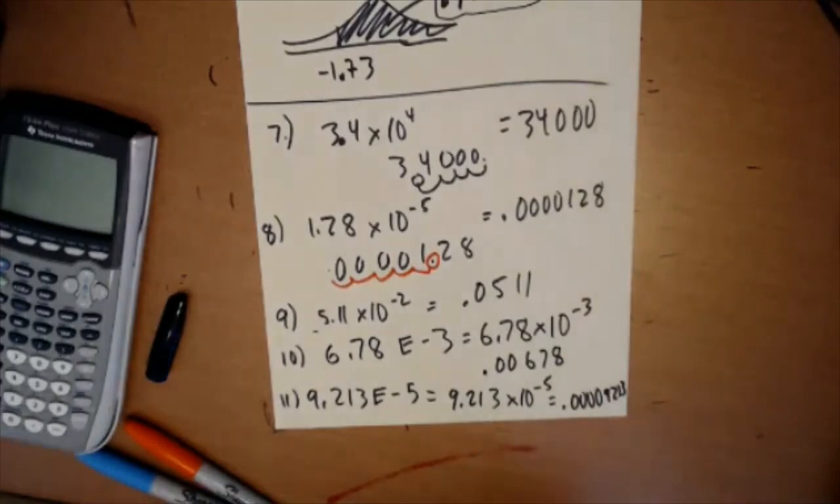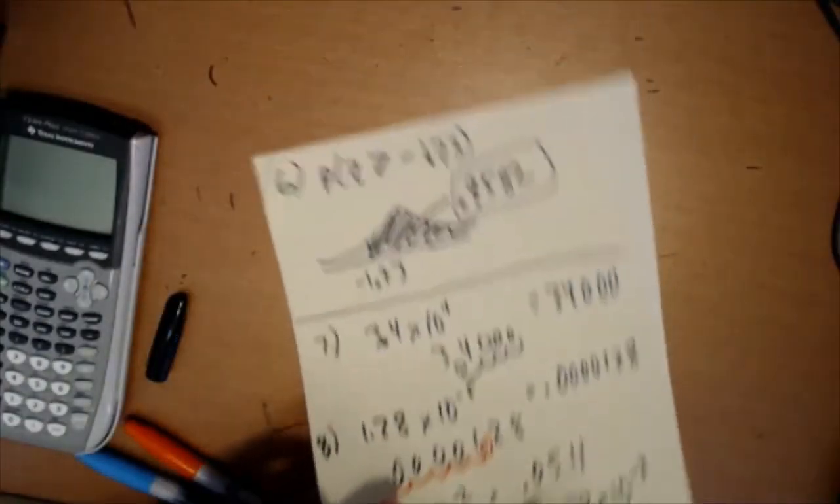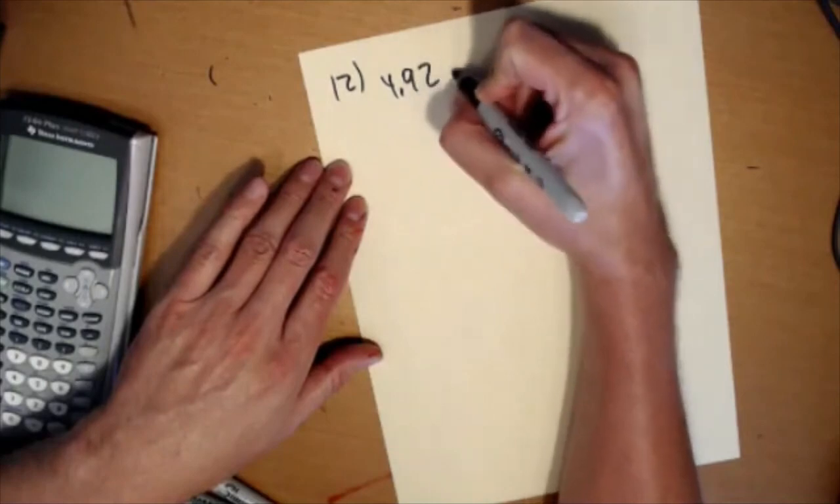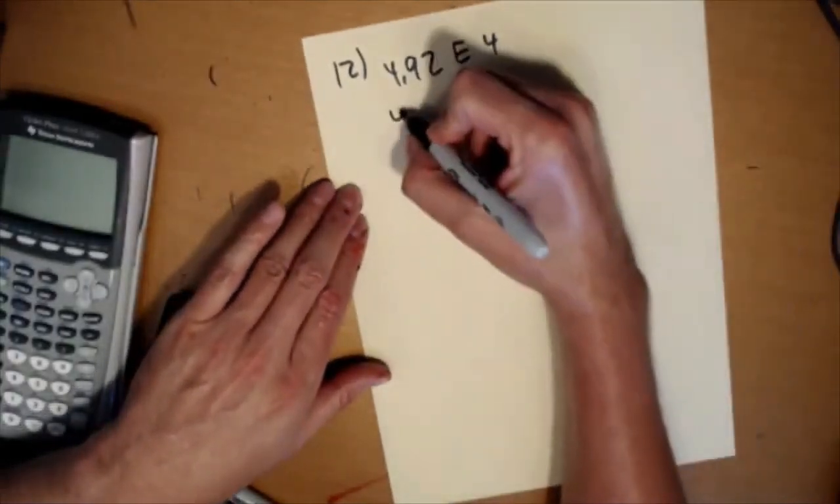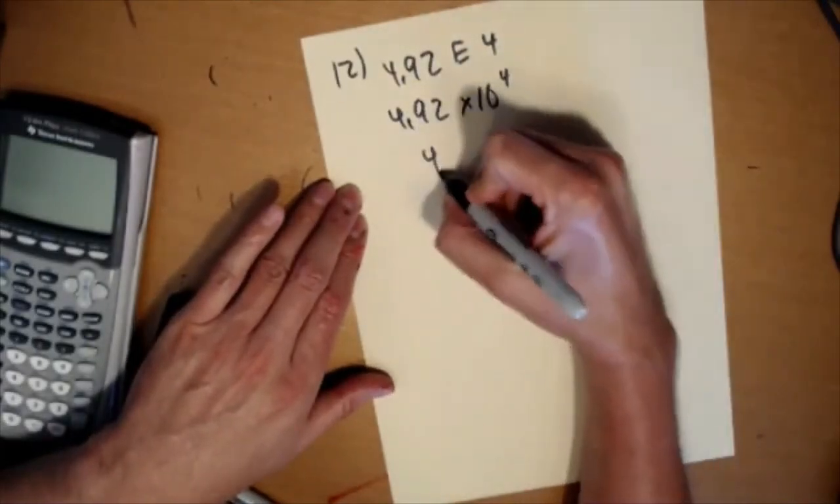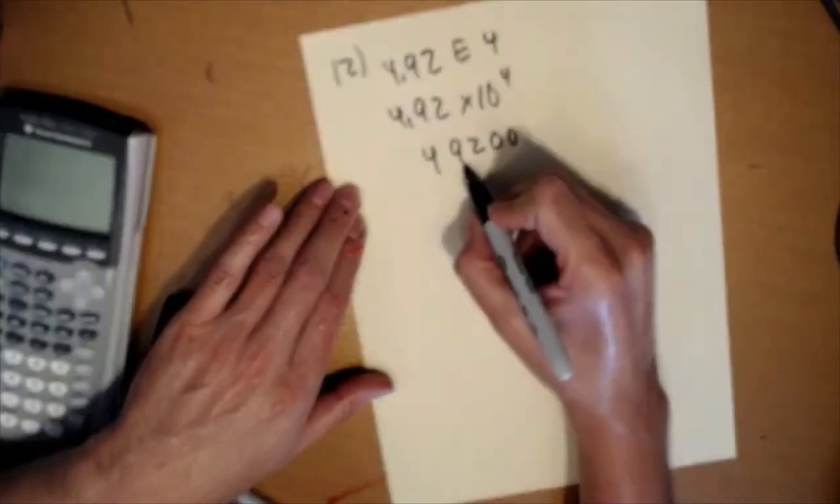And then, is there a number 12? Of course there's a number 12 that I need to waste another piece of paper for. Okay, number 12. Wasting paper. 4.92 E4 is just 4.92 times 10 to the fourth, which is just 49200. Move it over, 1, 2, 3, 4.